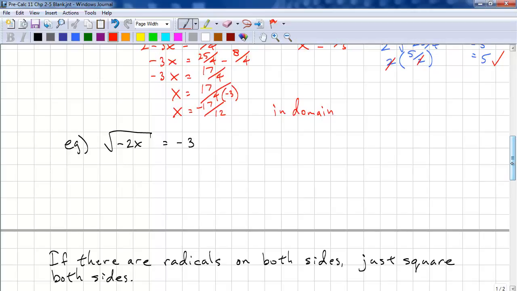Let's do another example. Our domain is negative 2x is greater than or equal to 0. Divide both sides by negative 2, so we flip the sign. So x is less than 0. Square both sides. Negative 2x equals negative 3 squared, which is 9. So x equals, we divide both sides by negative 2, minus 9 over 2. This is in our domain.